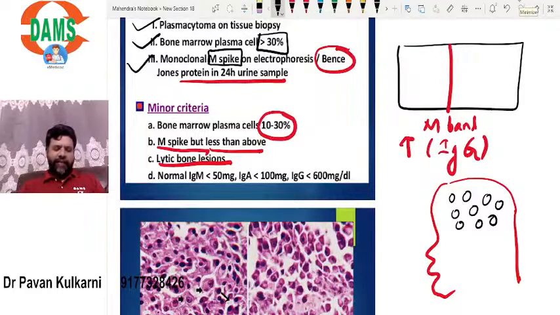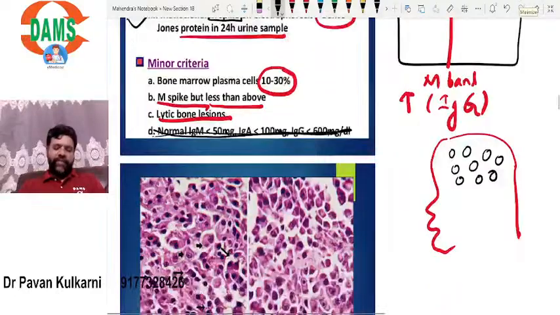IgA less than 100 micrograms, sorry, it's micrograms, and IgG less than. So you can leave this. You can leave this. If you forget also, doesn't matter. So if you see, these are the three minor criteria. So we have seen three major criteria and we have seen three minor criteria.